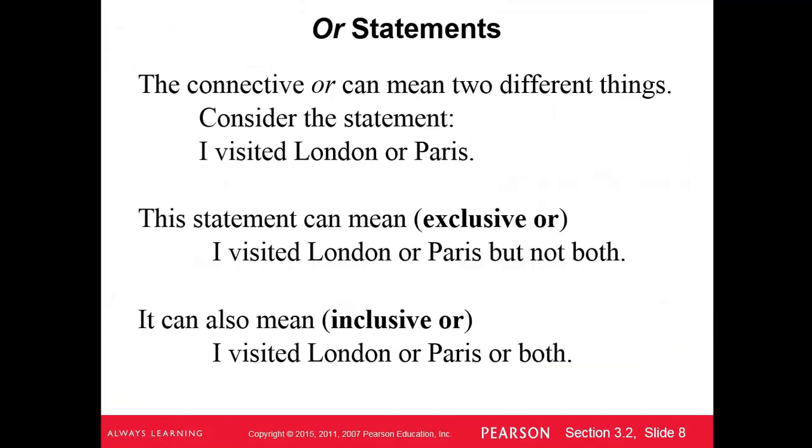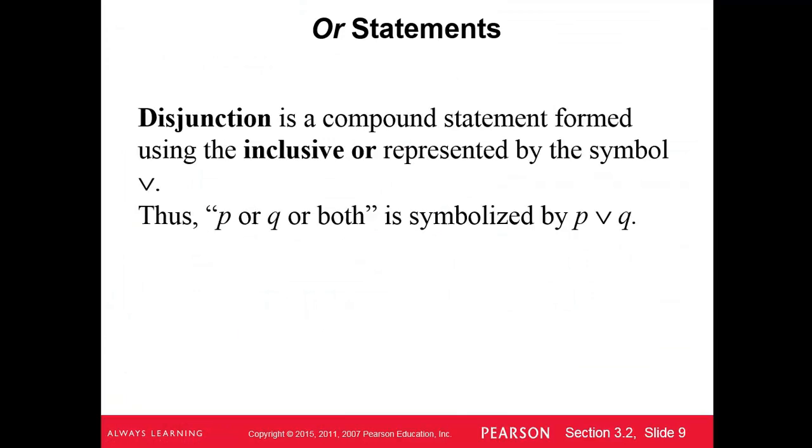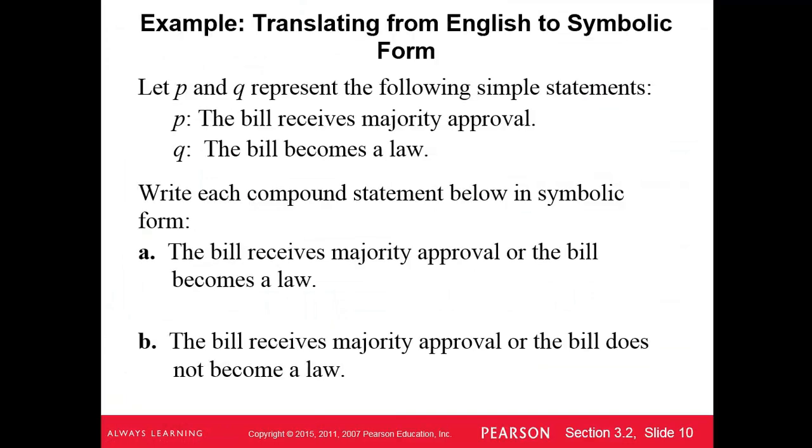You can also use an or connective. An or connective is a little more relaxed. It can mean two different things. It means that you could have been one or the other or both. It could be exclusive or it could be inclusive. So this is called a disjunction, meaning it's P or Q or both. And again, if we read through, the bill becomes law by majority approval or the bill becomes law, P or Q, upward arrow V.